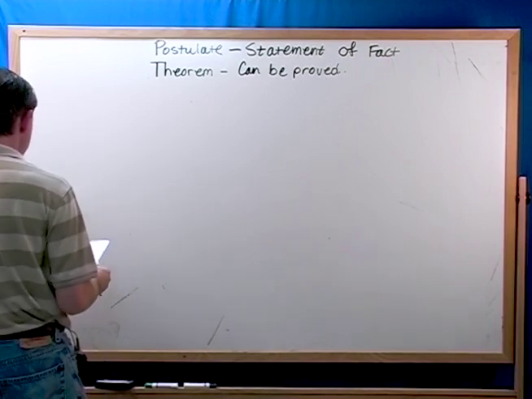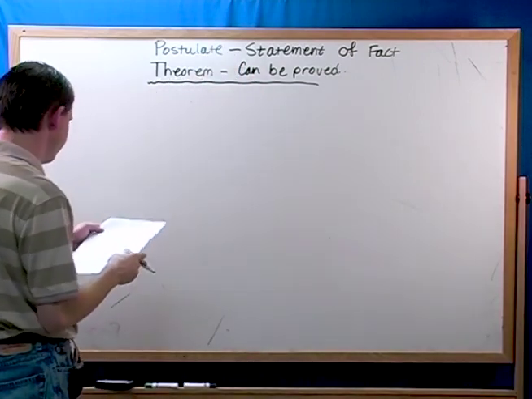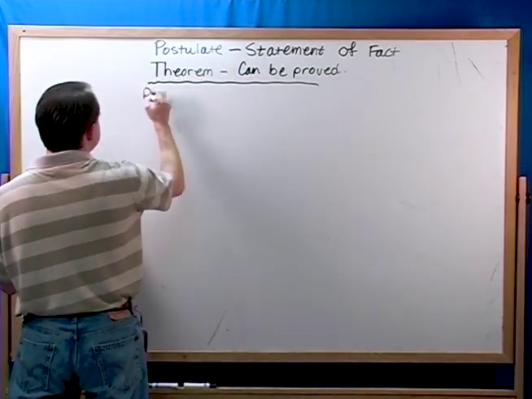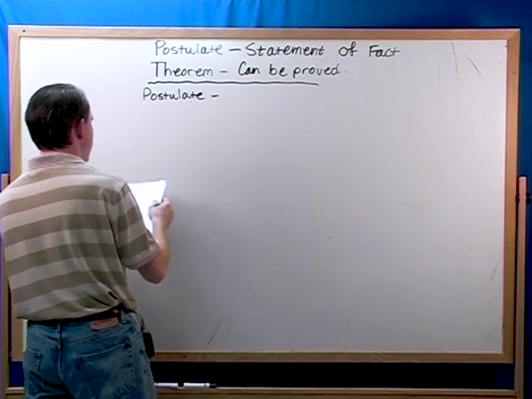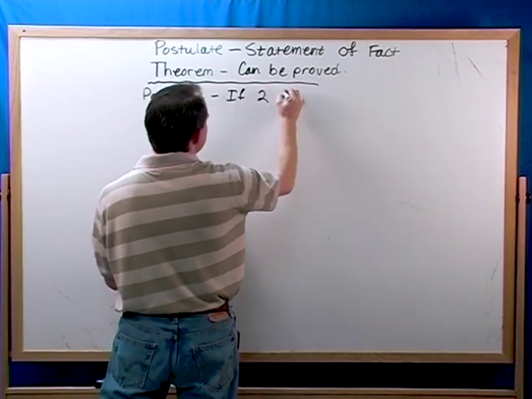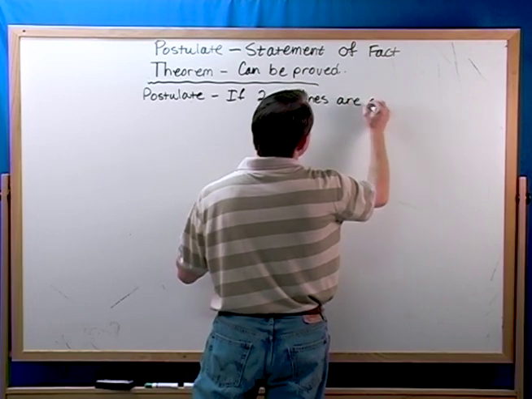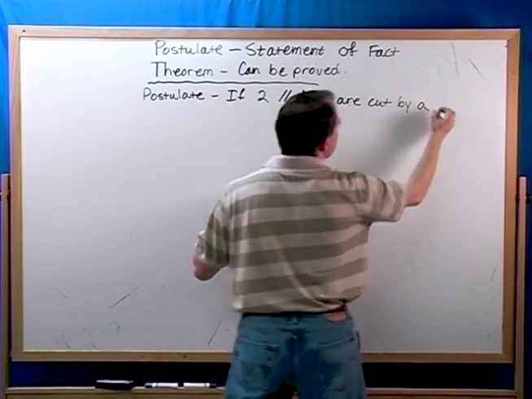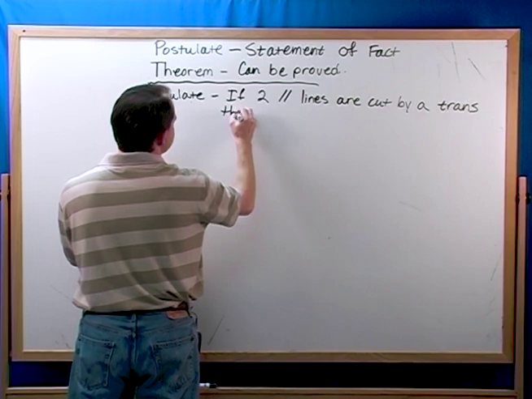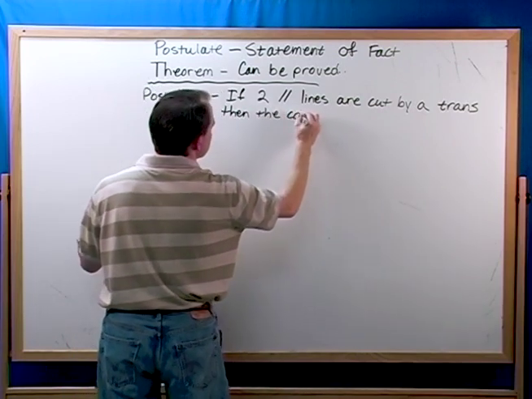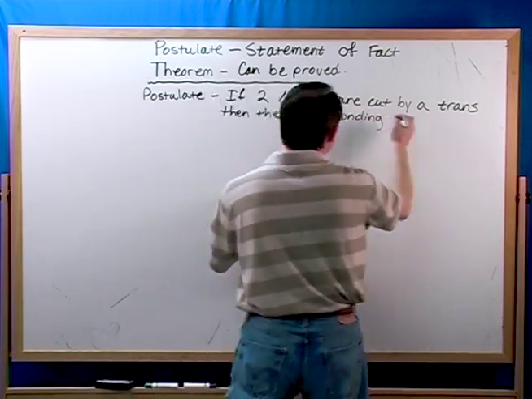Okay. So what I want to do is give you a couple of examples of what a theorem is in comparison to what a postulate is, so that you can kind of get the hang of it. Okay, here's a postulate. If 2 parallel lines are cut by a transversal, then the corresponding angles are congruent.